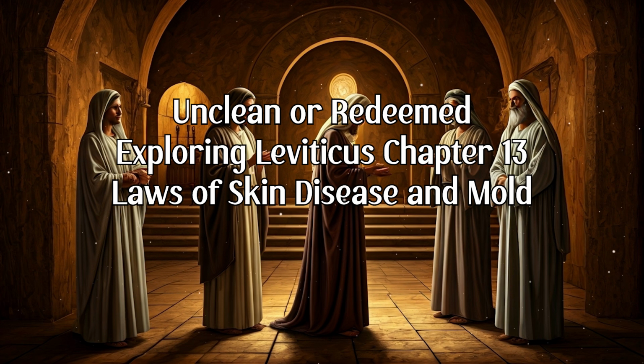Crucially, the text says if these signs are present, the priest pronounces them unclean immediately, without isolation. So no waiting period for that one. Correct. This indicates a distinction in the text's logic. Uncertain or early cases needed observation via isolation, but clear chronic cases were considered immediately and definitively unclean.